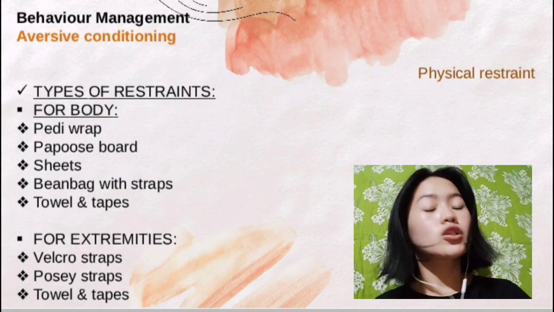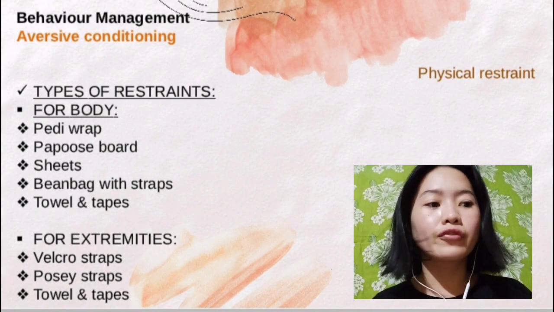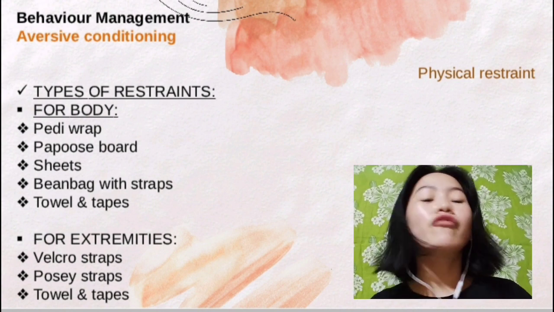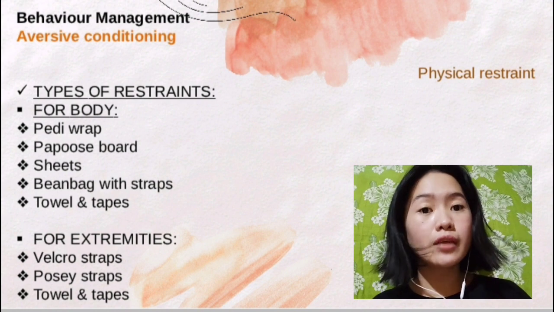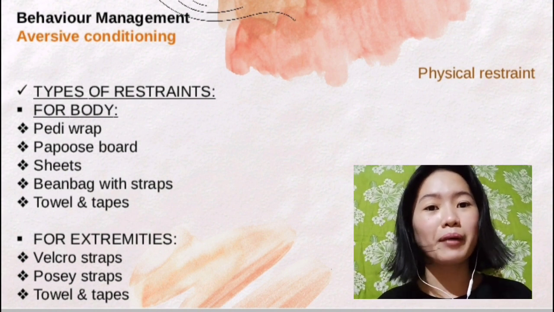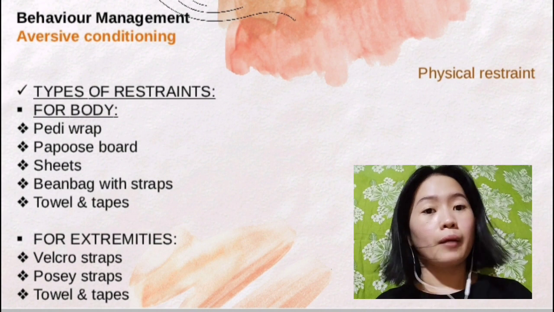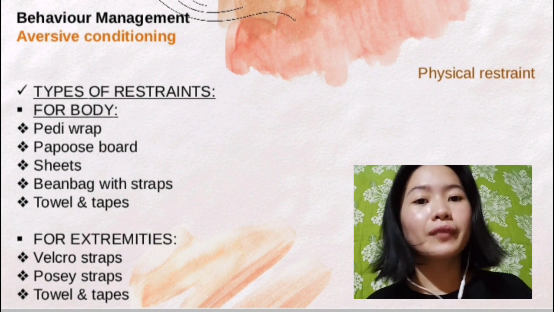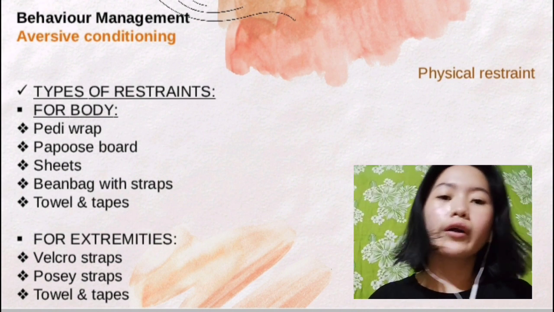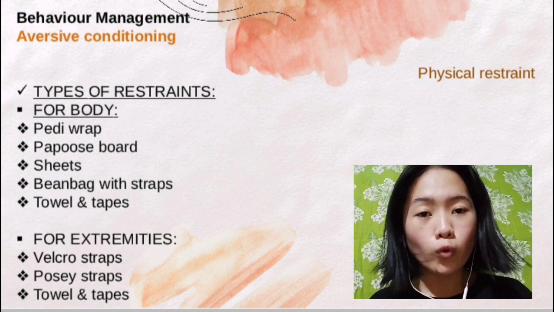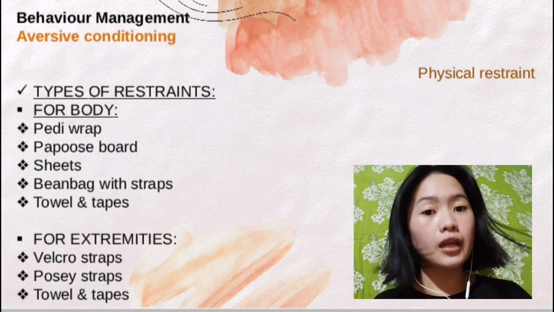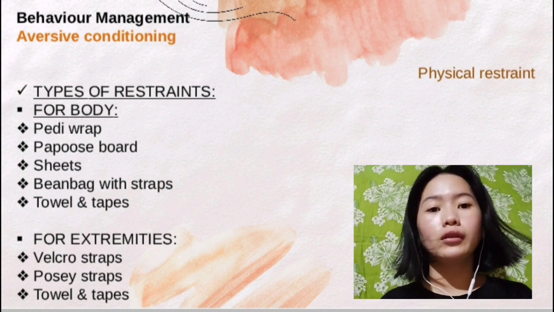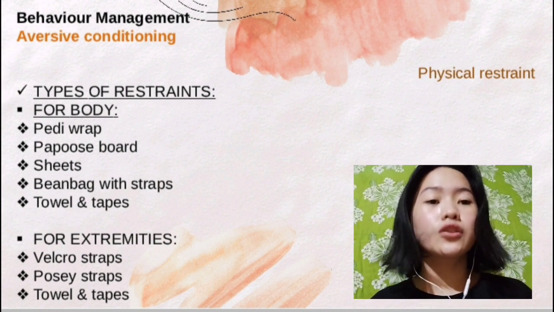So behavior management, or aversive conditioning, sometimes called aversion therapy, is used to help a person give up a behavior or habit by having them associate it with something unpleasant. Aversion therapy is most known for treating people with addictive behaviors, like those found in alcohol use disorder.